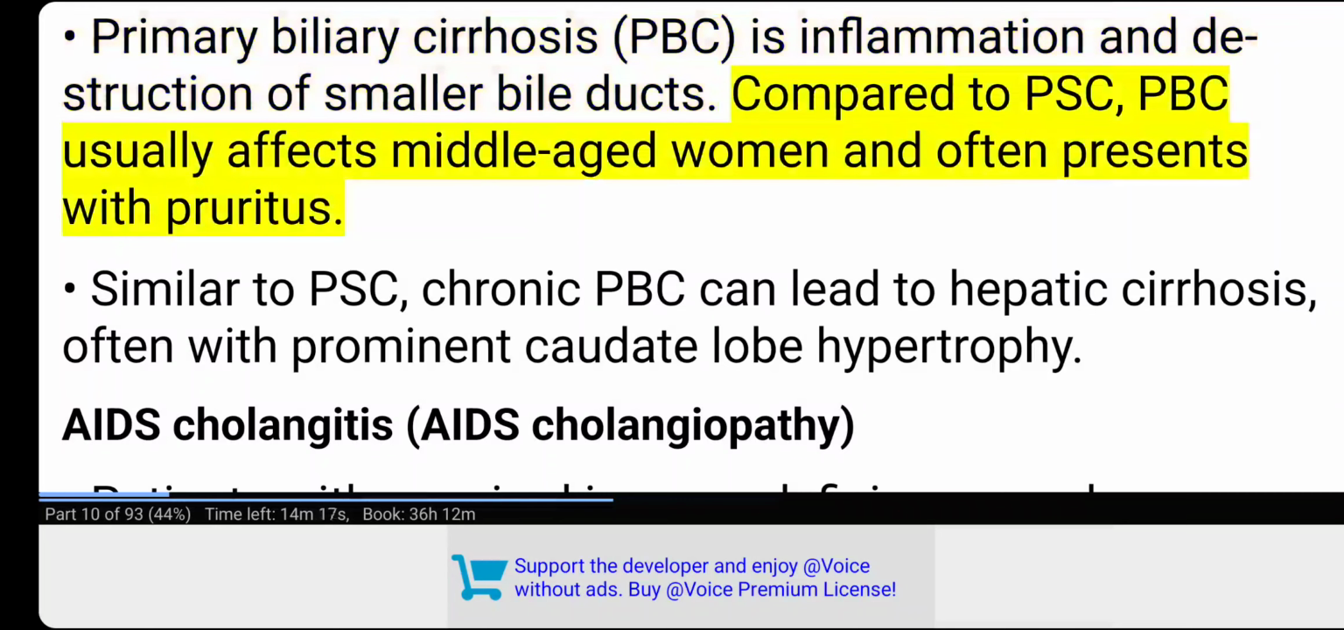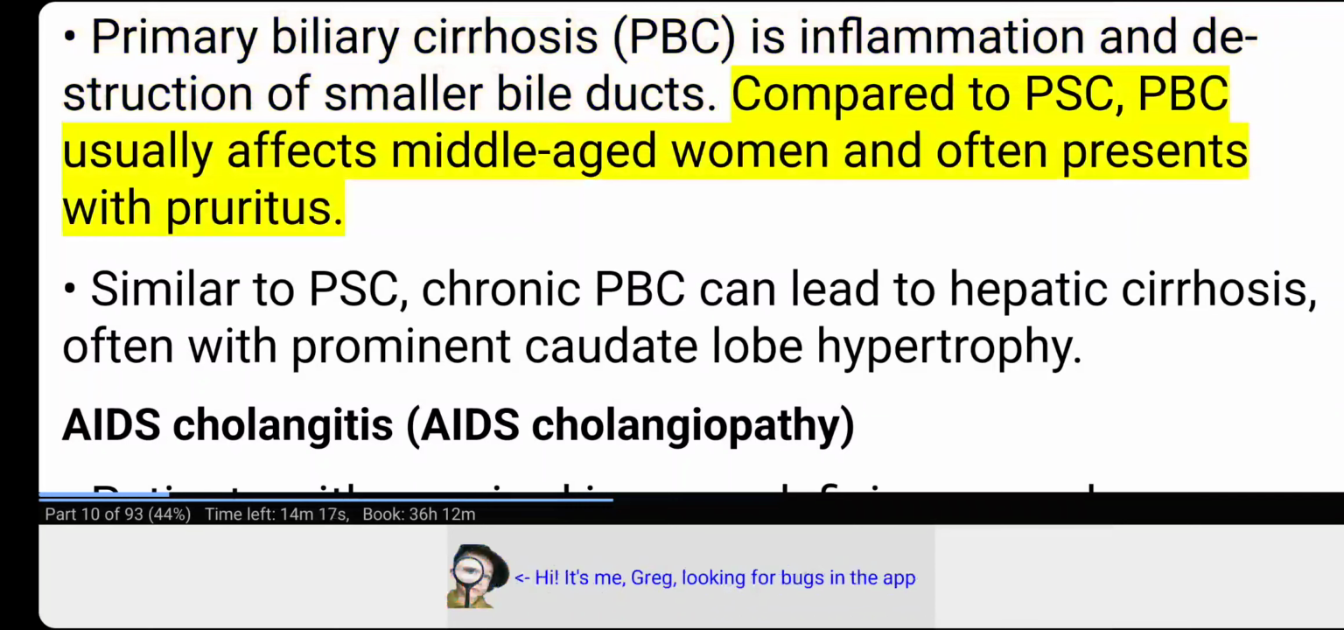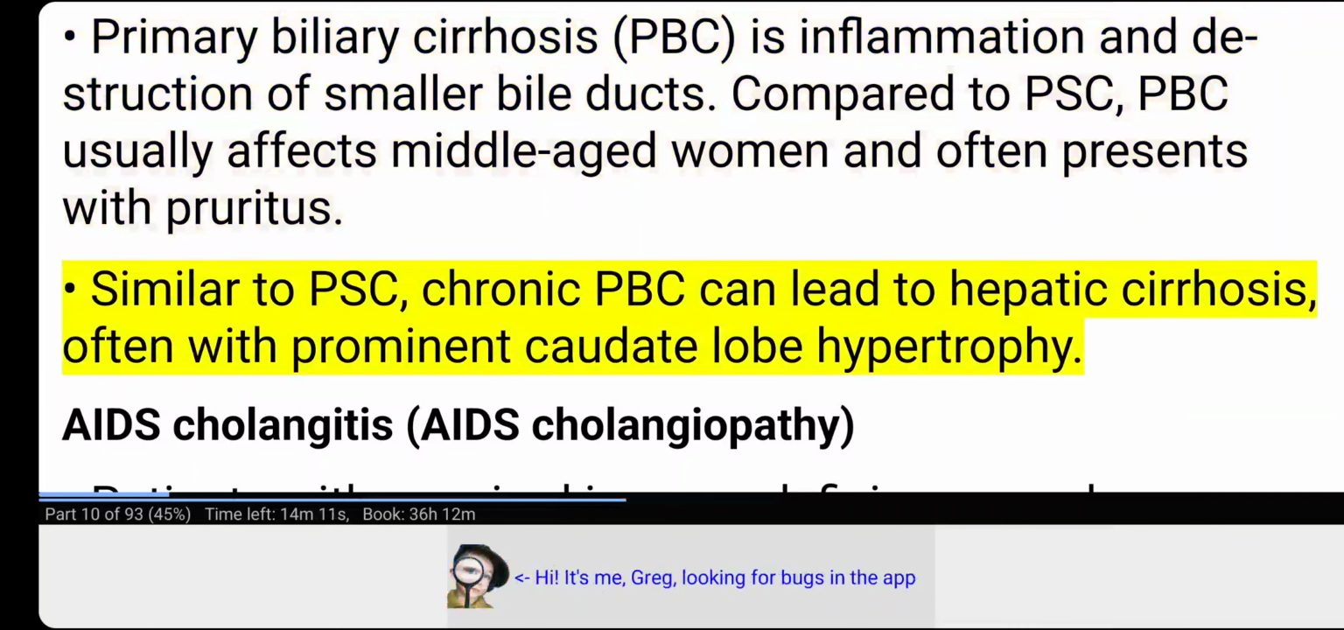Compared to PSC, PBC usually affects middle-aged women and often presents with pruritus. Similar to PSC, chronic PBC can lead to hepatic cirrhosis, often with prominent caudate lobe hypertrophy.